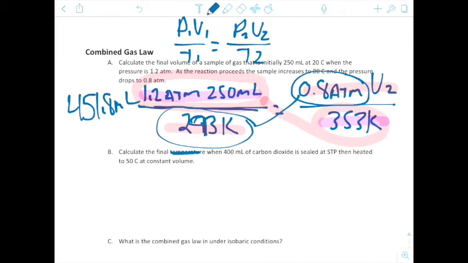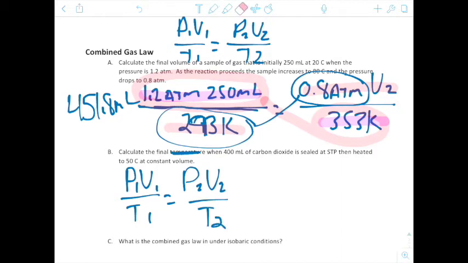Next problem, it says calculate the final pressure when 400 milliliters of carbon dioxide is sealed at STP, then heated to 50 degrees Celsius at a constant volume. So if something is held constant, P1 V1 all over T1 equals P2 V2 all over T2. If something is held constant, you just erase it from the combined gas law. So since volume is constant, volume goes away, and we would use this equation. Now the answer that you should get is 1.18 atmospheres.